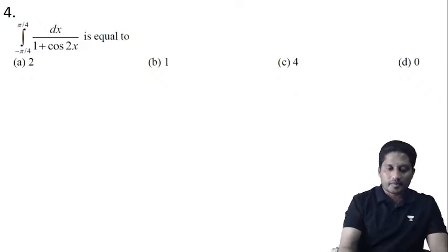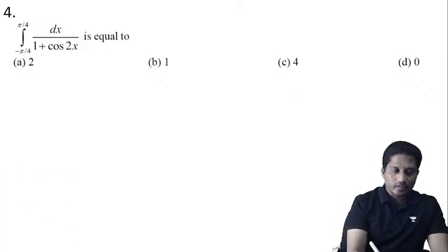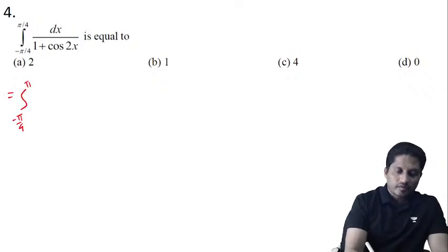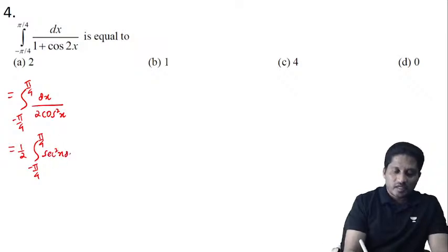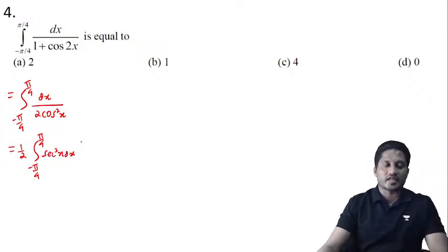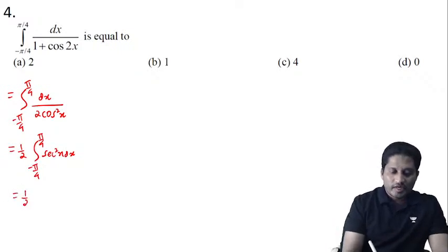Integration from minus pi by 4 to plus pi by 4 of dx divided by 1 plus cos 2x. This can be written as 2 cos square x, right? Half is a constant I'll take outside. And 1 by cos square is sec square, so you get sec square x dx. If you want to use the property, otherwise you integrate directly, no problem. This is half of the integration of sec square x, which is tan x, between the limits minus pi by 4 to plus pi by 4.